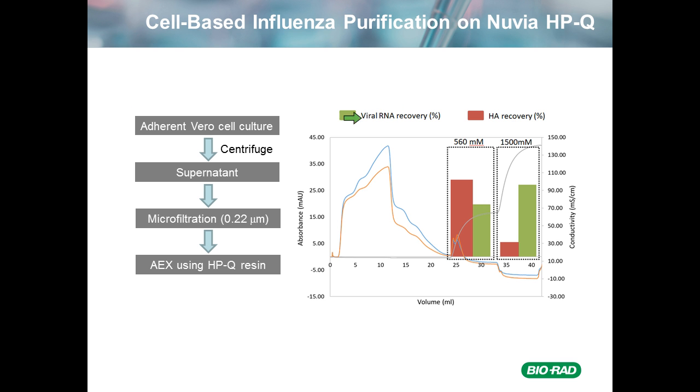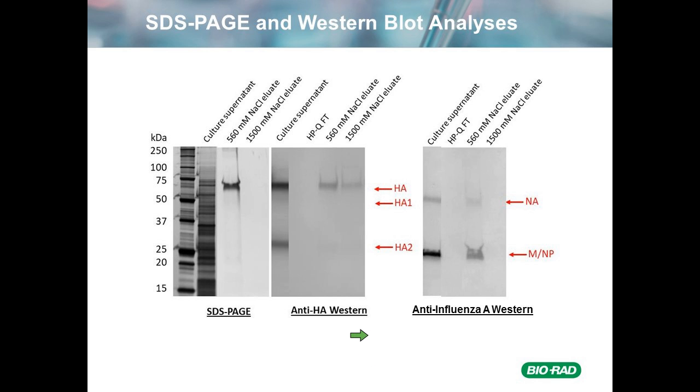On the right, I've shown the chromatogram of an early development step. Here's the load and flow through, and then there were 2 sequential elutions, one with about half molar salt, one with 1.5 molar salt, and you can see what the viral recovery in green and the hemagglutination recovery in red looks like. These fractions were analyzed with a number of techniques. So on the left-hand panel, you see the SDS-PAGE gel, and you see one predominant protein in the half molar elution. This is the hemagglutination protein, the HA protein.